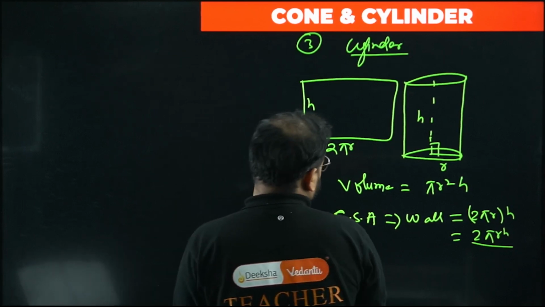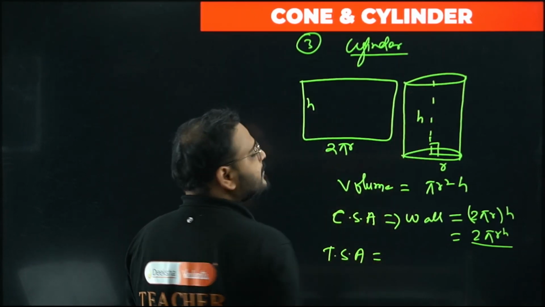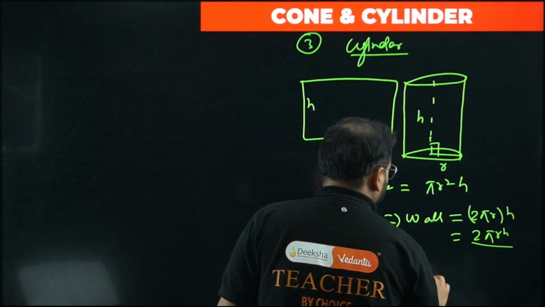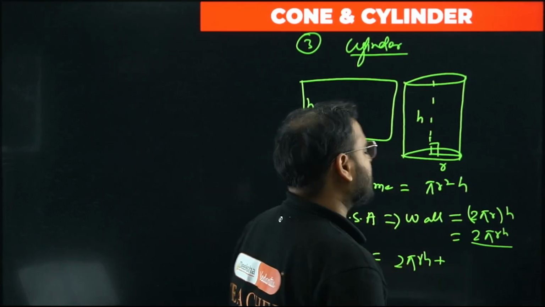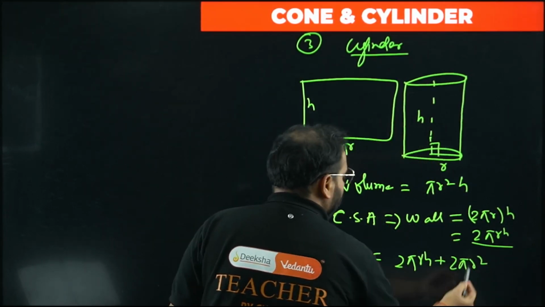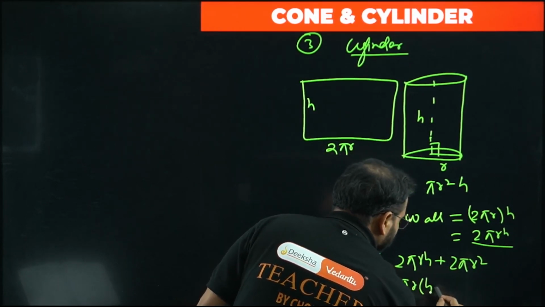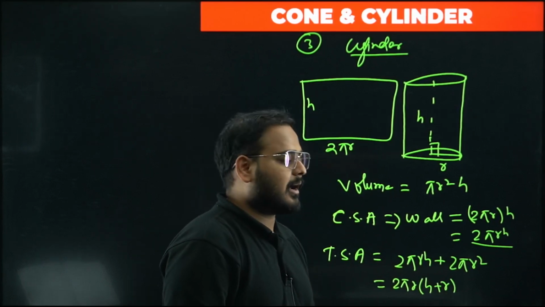What about TSA, sir? Total surface area. Same thing, na, bacha. CSA plus the top and the bottom area. What is CSA? 2 pi r h. Top is pi r square. Bottom is also a circle, pi r square. You can write this as 2 pi r square. Take 2 pi r common, please. I'm getting h plus r. 2 pi r times of h plus r. I hope this is clear.